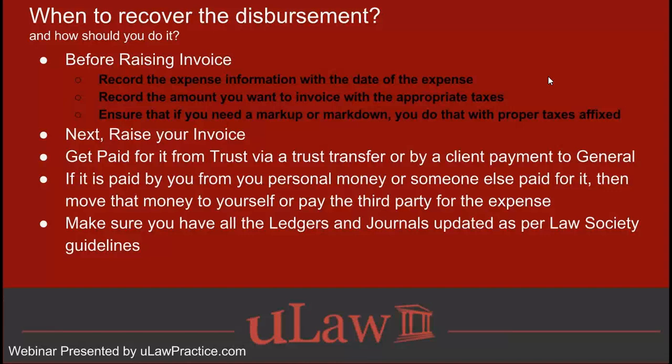Now, once you've raised that invoice, the fact that you have money in your trust entitles you to move that money from trust to general. So that's one pathway of recovering that expense, moving eligible trust money from trust to general. Okay. The other obvious case is if there was no trust involved to begin with, then obviously you're going to pay yourself. Once the client pays you the money, that money goes into your general account.